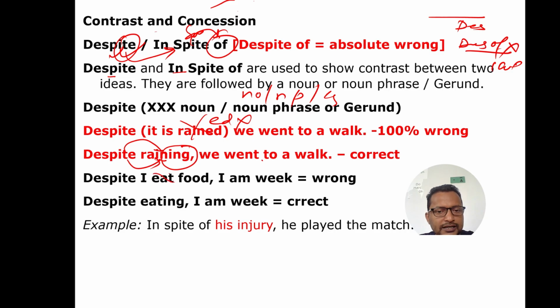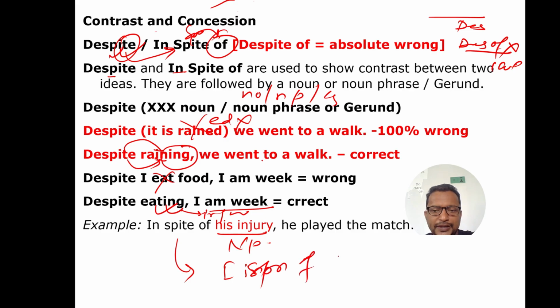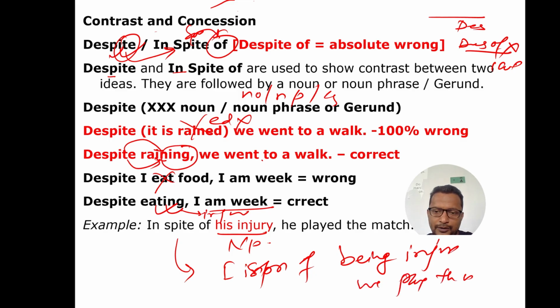Despite I eat food, gone case. Despite eating, I am weak. Eating is the ing form of verb, which is called a gerund. In spite of his injury, see, "in spite of his injury" is a noun phrase. But if you don't want to use a noun phrase and want to use a gerund, then in spite of being injured, he played the match. See, "of being injured", so this is the ing form of verb. Ing comes after in spite of or despite, whatever it is.